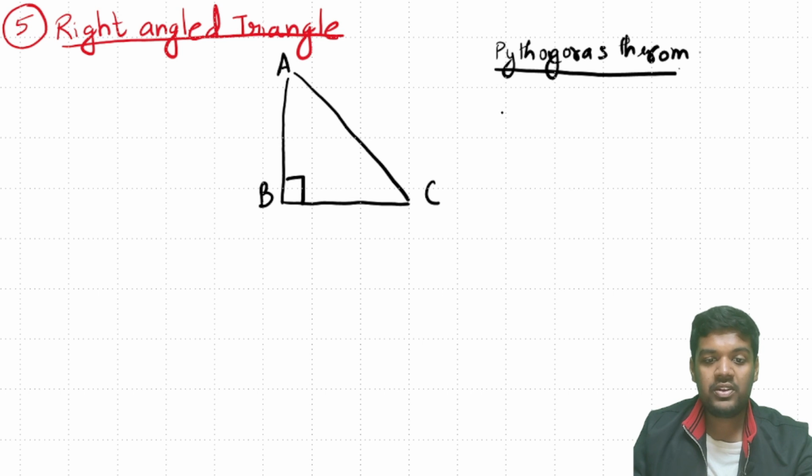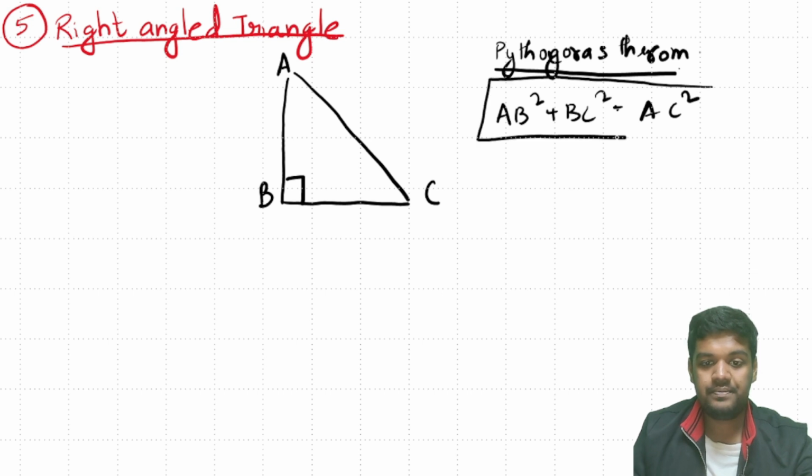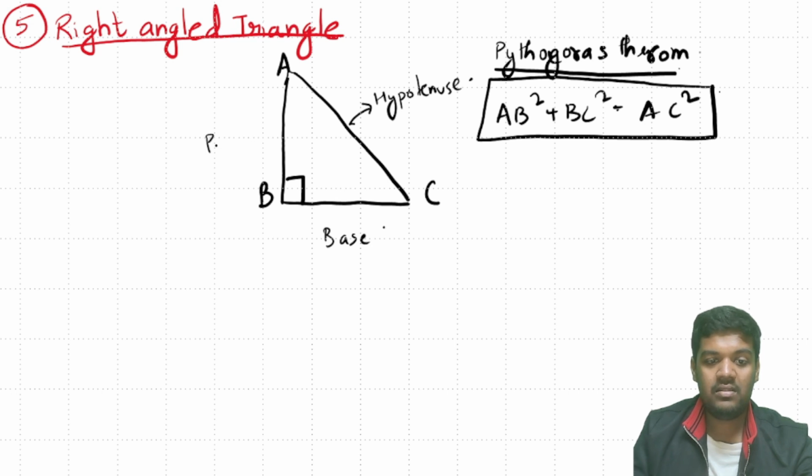So in Pythagoras theorem, we know AB square plus BC square equals AC square. That is, the sum of the squares of the other two sides equals the square of the hypotenuse. So remember this important theorem. Right? Hypotenuse is the biggest side of a right angle triangle. So AC is my hypotenuse. BC is usually called base, and AB is my perpendicular.